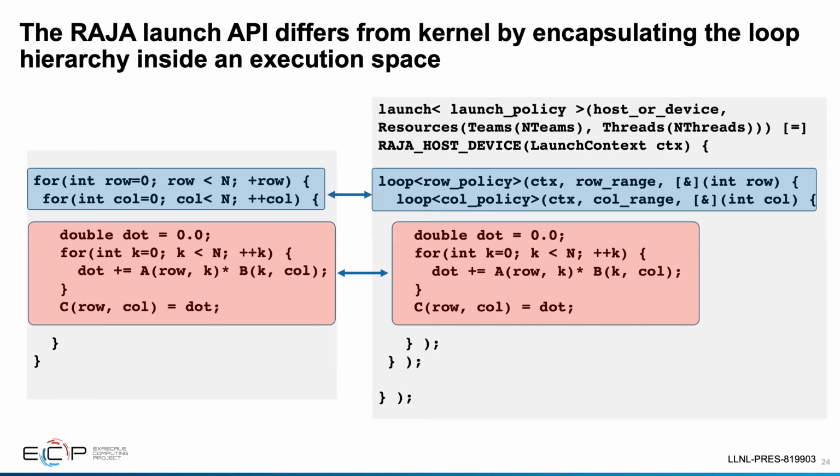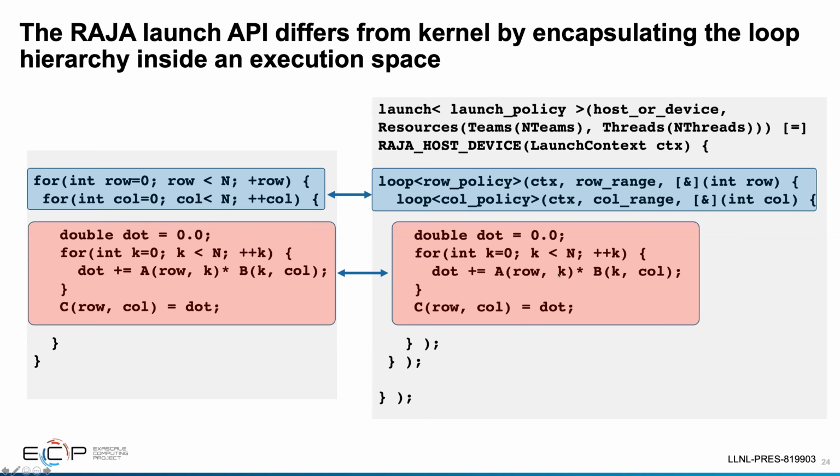So to further explain this RAJA launch API, I want to make some analogies between standard C loops. Within the kernel execution space, developers can express their loops through these loop methods. And this is different than how we would do things in kernel, as we're now encapsulating the loop hierarchy in the execution space. But anything that you would express in terms of a for loop would simply become a RAJA loop method. And of course, the loop body just transfers over, right, and everything stays intact.